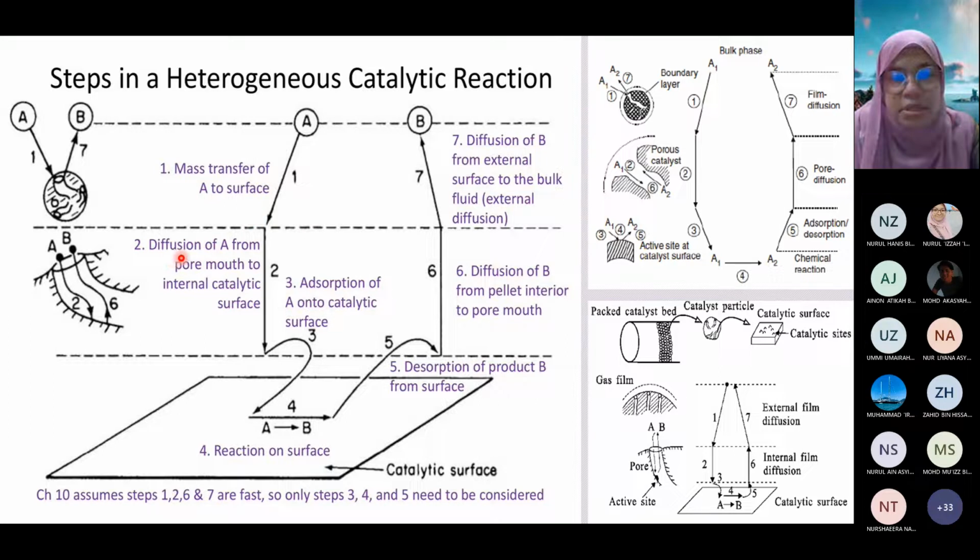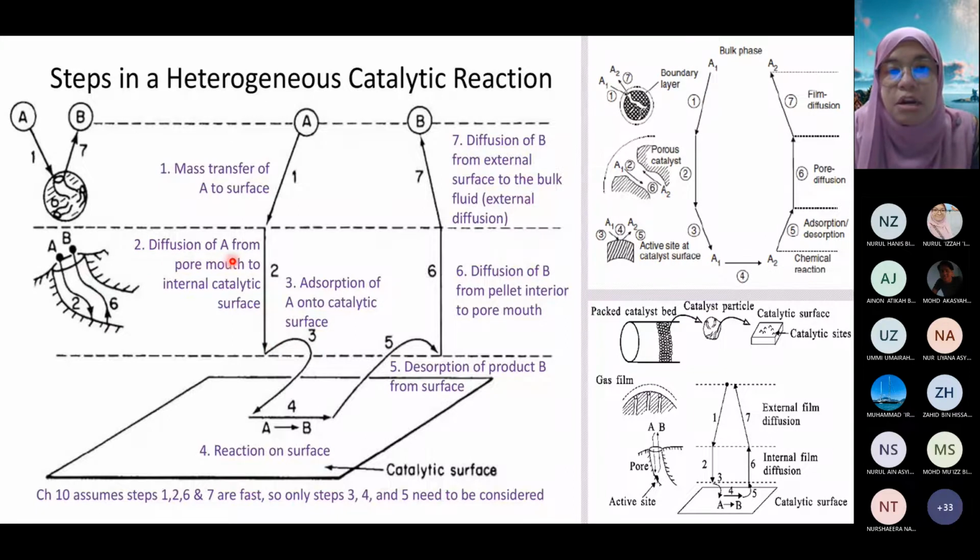So, actually, there's a diffusion. So, macam mana reactant ni masuk ke dalam pore mouth? Through diffusion. Diffusion of reactant A from pore mouth. Pore mouth ni dekat bahagian luar lah, external, to internal catalytic surface. Okay, dia masuk ke dalam.